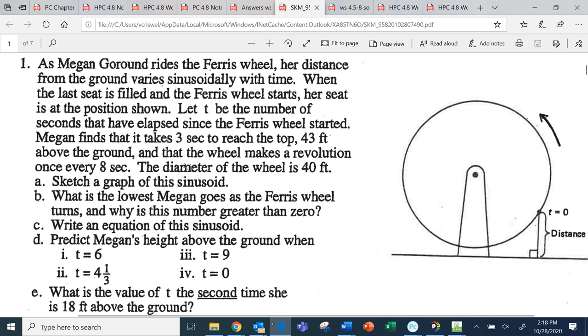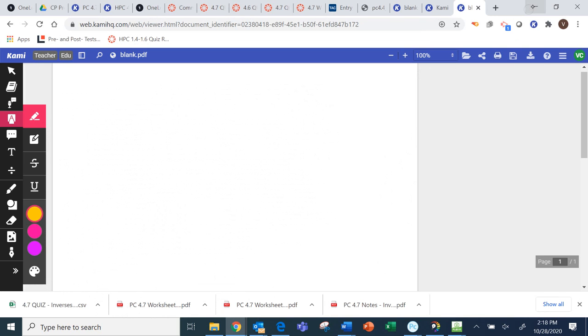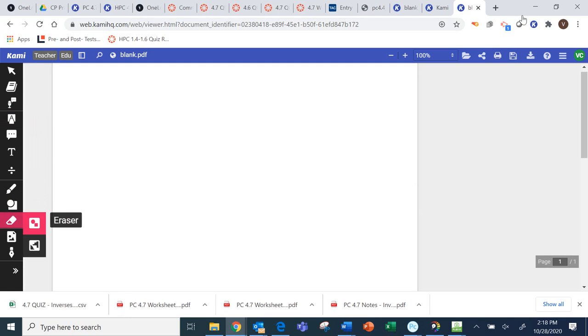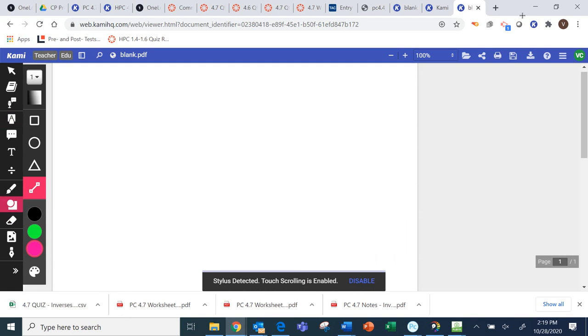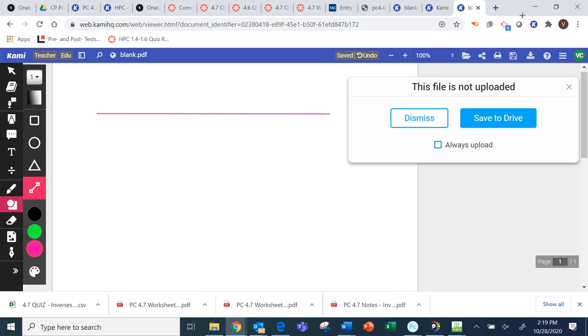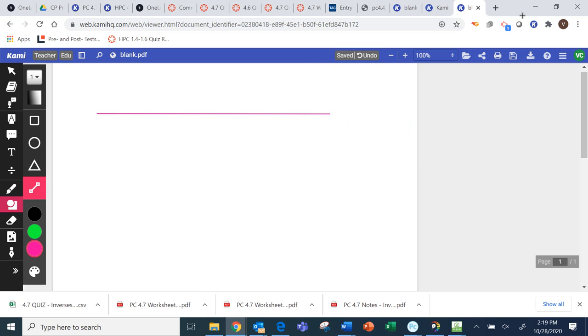3 feet. Okay, so knowing this information, we're going to sketch a graph. And this is sketching, it's rough. It's not going to be super accurate. So I'm going to have my time axis and my distance axis. I guess I don't need negative numbers.